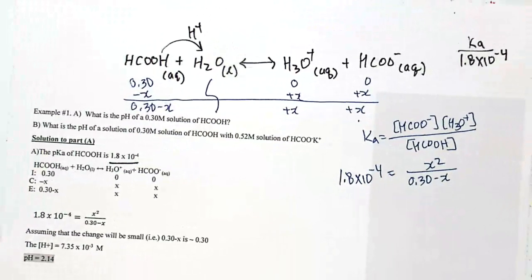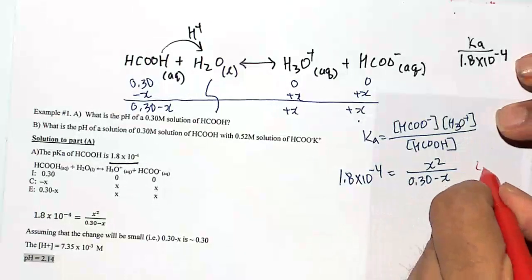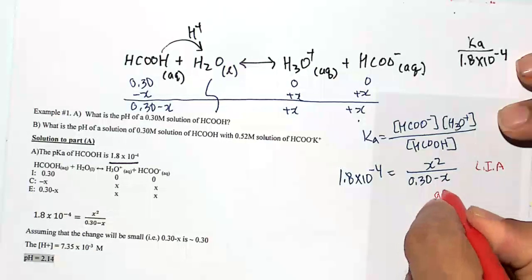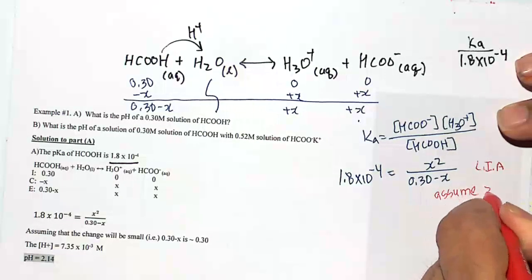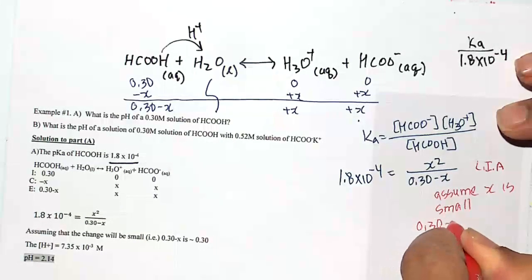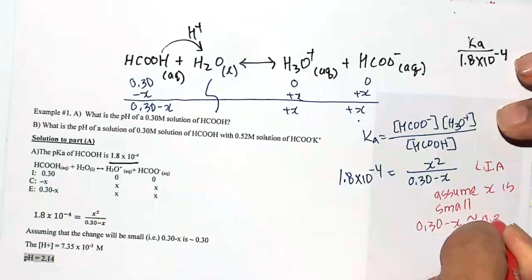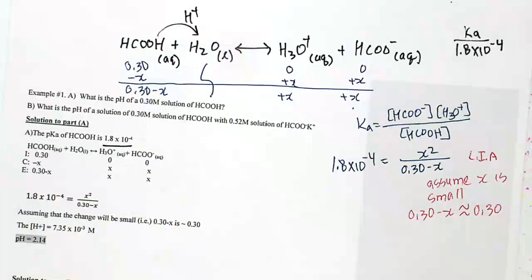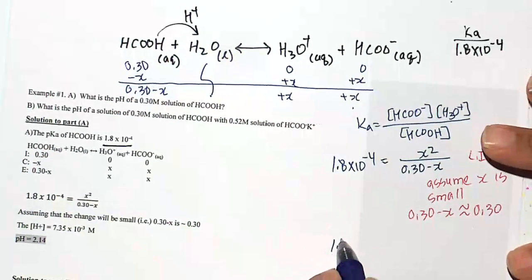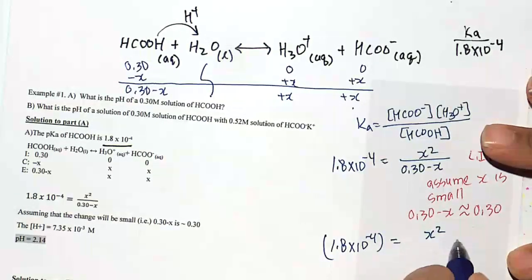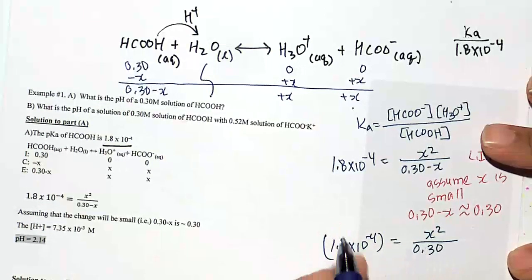All right, so what you'll do next here in this class and on the exam is you can use the low ionization assumption. Okay, and that low ionization assumption is that we'll assume x is small. So that 0.30 minus x is going to be about 0.30. Right, so this makes it 1.8 times 10 to the minus 4 is equal to x squared divided by 0.30.